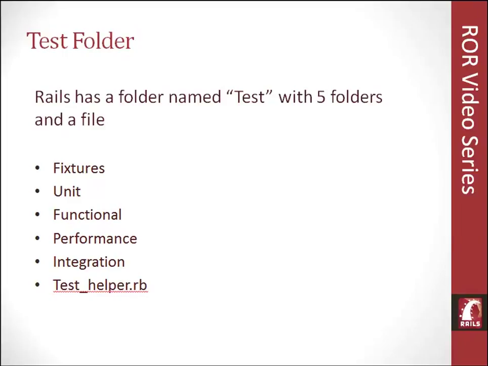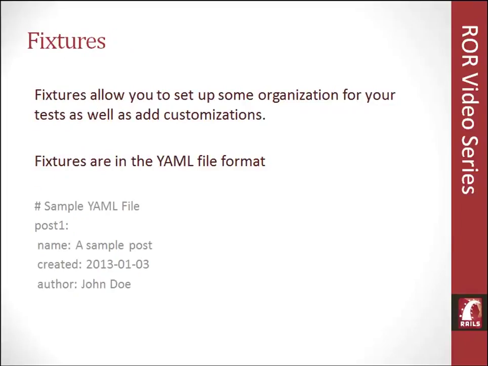Okay, so fixtures, as I said, allow us to set up organization for our tests, and we can set up customizations as well. Fixtures run on the YAML format, and that gives us a human readable file to work with. Each fixture will have a title along with some key value pairs. So we have the post 1 fixture, and it has the name key and the value and the created author. This is obviously just a sample. This could be a user, could be anything at all.